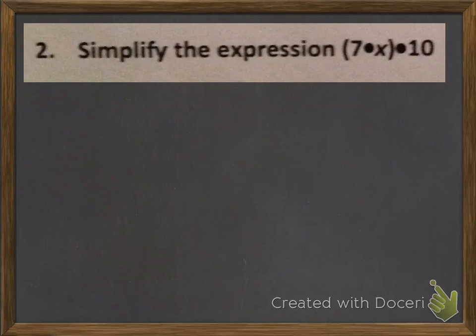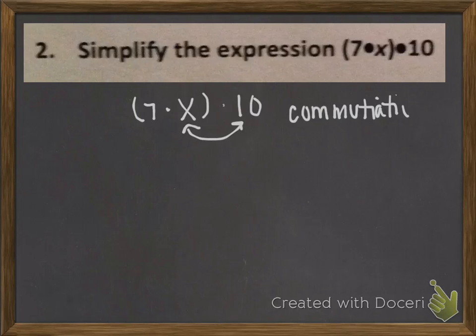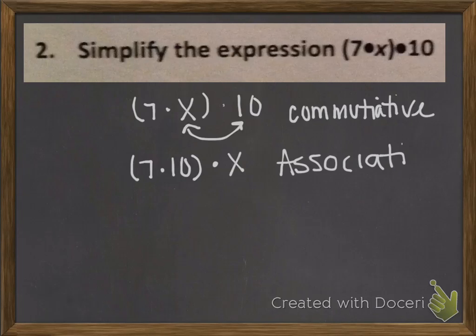Simplify the expression 7 parentheses times 7 times x, sorry, I messed that up, times 10. So again, we want to use a property to rearrange this. So we want our like terms next to each other. So we want this x and this 10 to be switched. According to our commutative property, we could do that. We could take these and we can switch them. So we would have a 7 times 10 times x. Now notice we have three numbers, and instead of grouping 7 times x, we're grouping 7 times 10. So according to our associative property, we just regrouped.